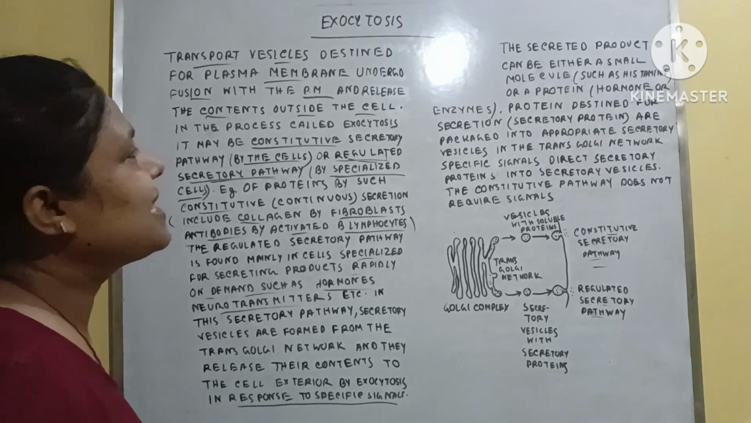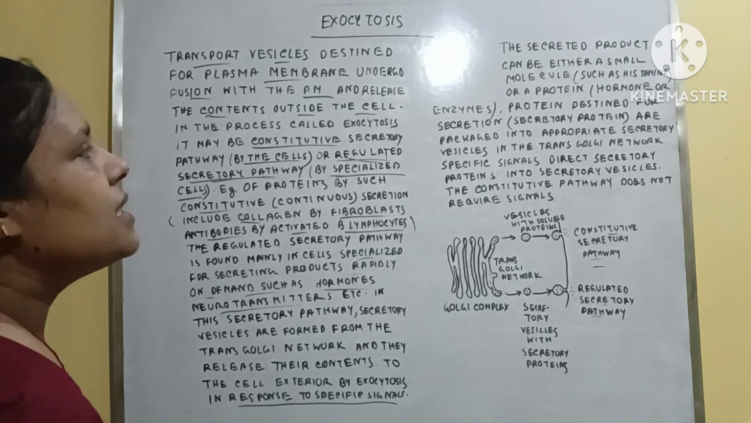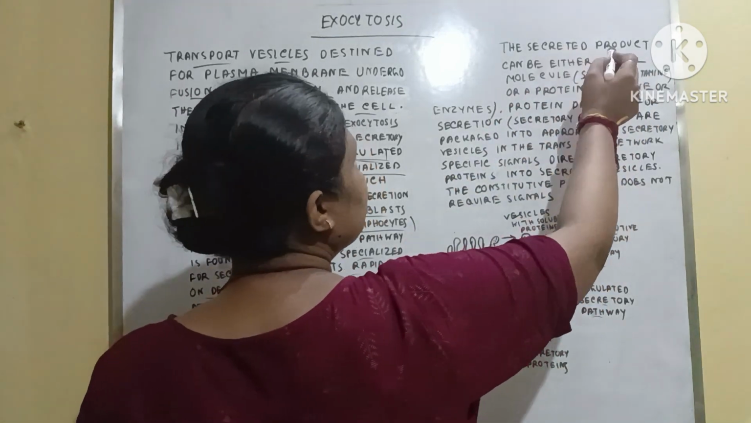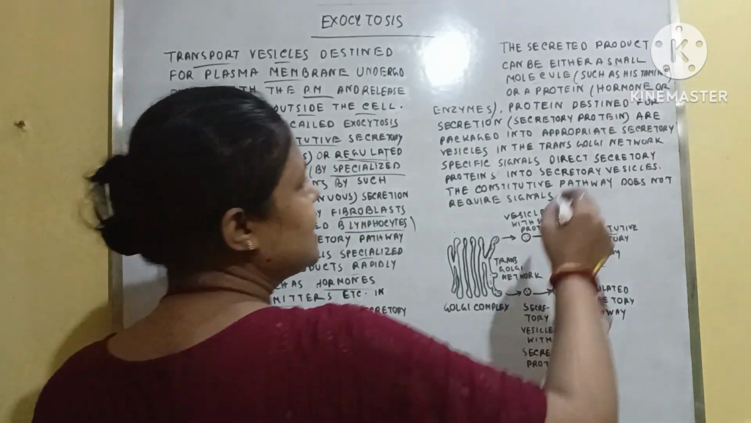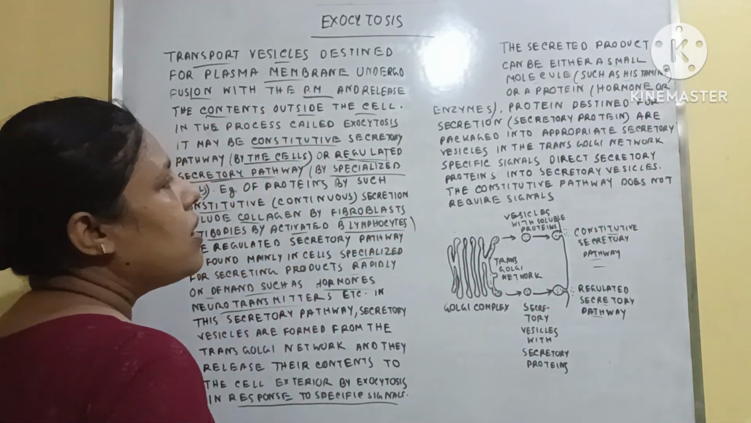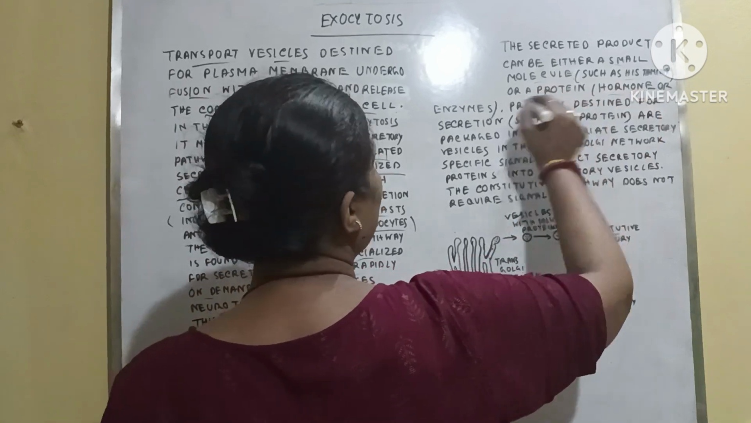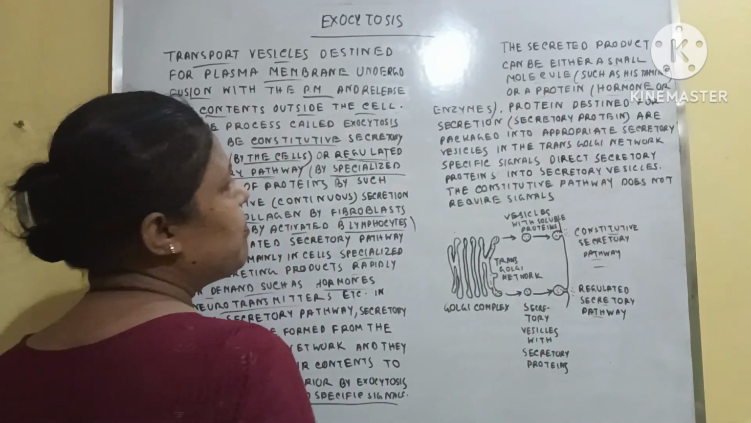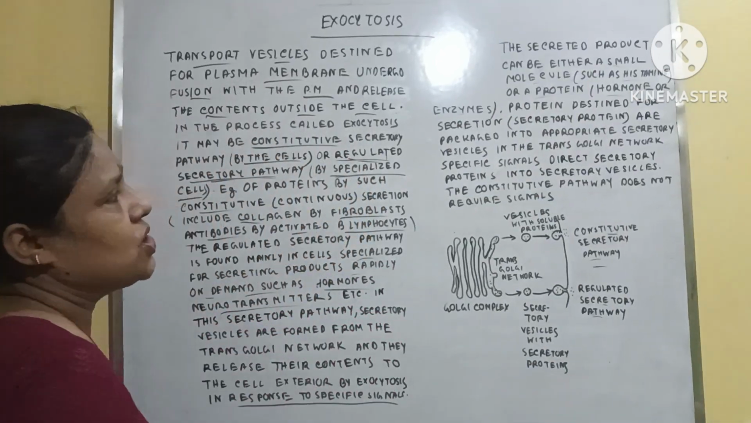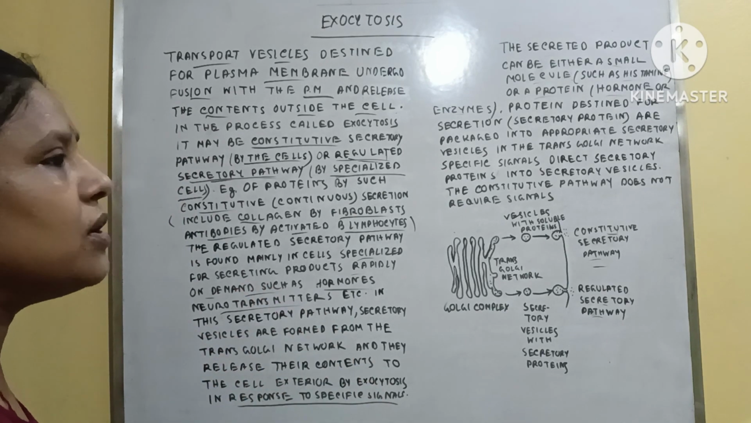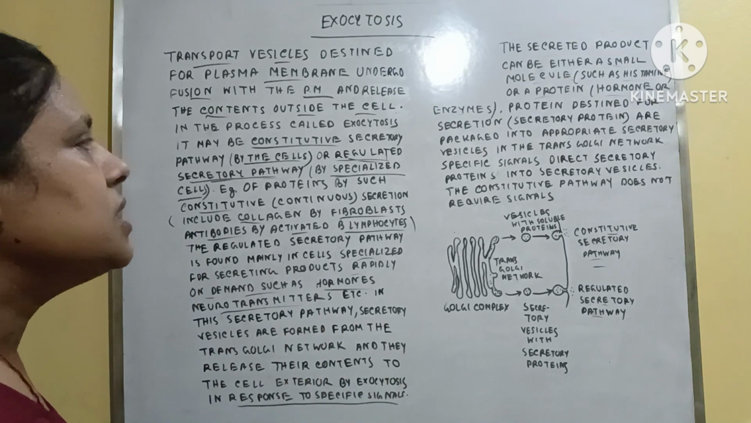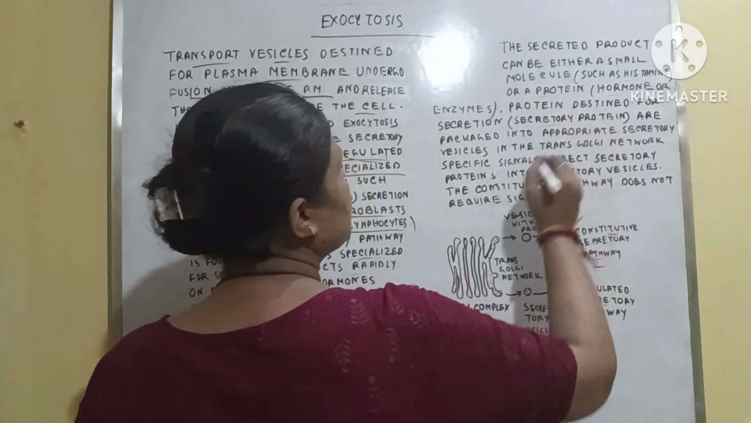The secreted product may be a small molecule such as histamine, or a protein, maybe a hormone or enzymes. A protein destined for secretion is called a secretory protein.